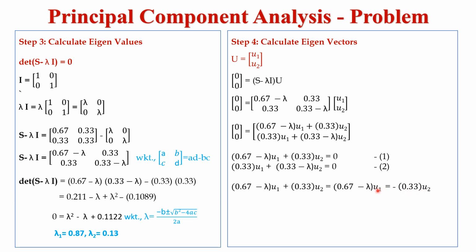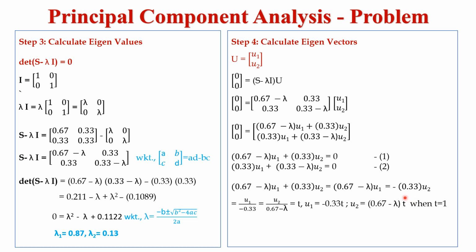Since we need to find the values of u1 and u2, this equation is equated to some term, t. So we are rewriting it as u1 divided by minus 0.33 equal to u2 divided by (0.67 minus lambda), which is equal to t. Now we can write the values of u1 and u2 in terms of t. That is, u1 is equal to minus 0.33 t, and u2 is equal to (0.67 minus lambda) into t.